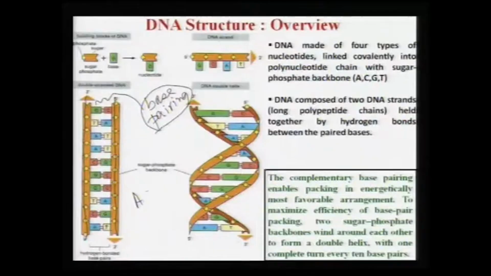That means A would never pair with G or A would never pair with C. So, AT is possible, GC is possible. What is not possible is AG or AC. And another thing is that these are 4 different nucleotides. Now, why 4 different nucleotides? The moment you replace G with T or A or C, then this nucleotide also would be different.